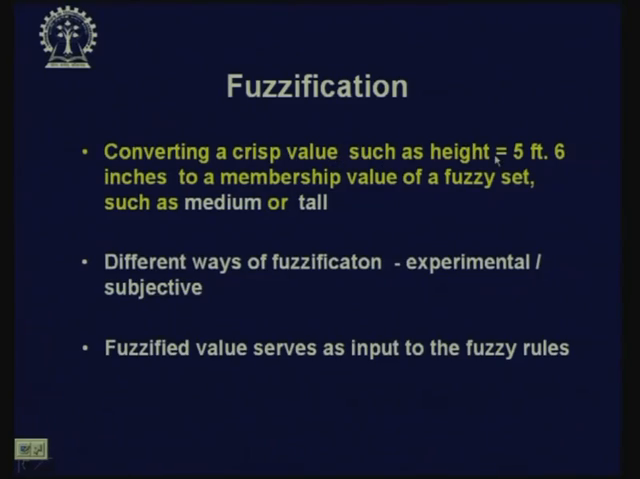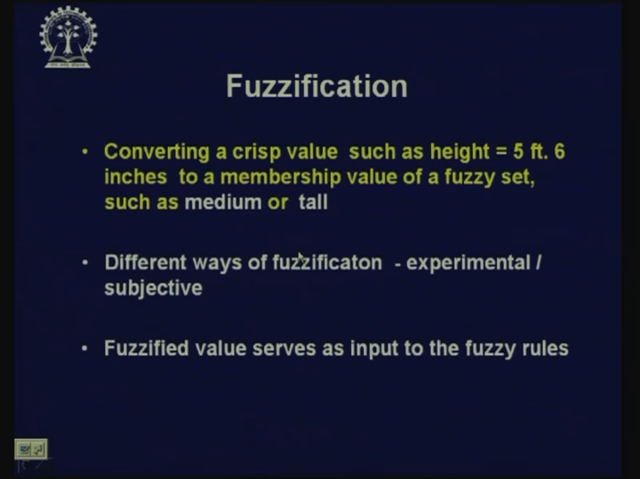with that value, say the velocity is 5 meters per second. Now, 5 meters per second, is it really small velocity? What is its membership in the fuzzy set small? We have to do this, and this process is known as fuzzification. So, we get some crisp value, converting a crisp value such as height, for example, 5 feet 6 inches to a membership value of a fuzzy set such as medium or maybe tall.